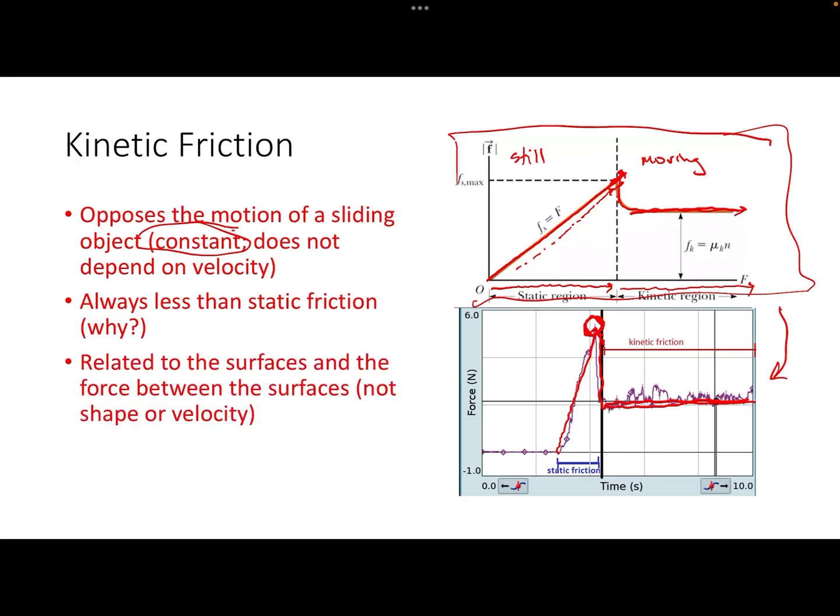Kinetic friction, like all forms of friction, is only related to the nature of the surfaces involved and the normal force. And it's a little bit easier to think about in terms of an equation because it's constant. So we don't have a less than or equal to in there. The force of kinetic friction is simply equal to the coefficient of kinetic friction times whatever the normal force is. Okay.